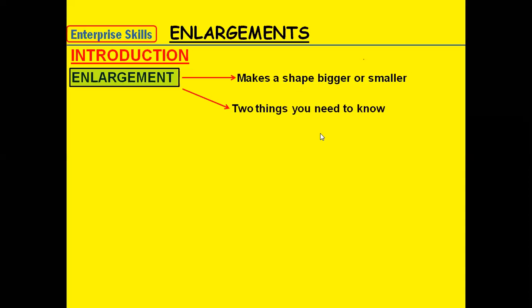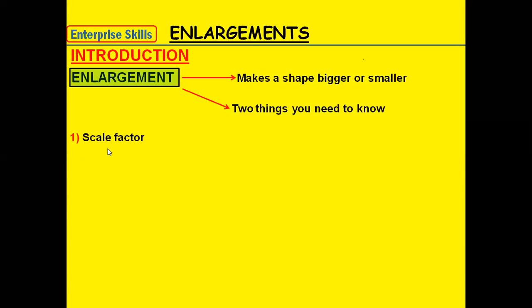and you should know 2 things to do the enlargement, like the rotation. In the rotation, we should know 3 things. We should know how many degrees we need to do the rotation. We should know the direction, and we should know the center of the rotation. In the enlargement, there are 2 things we need to know.